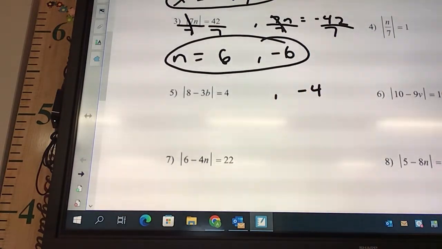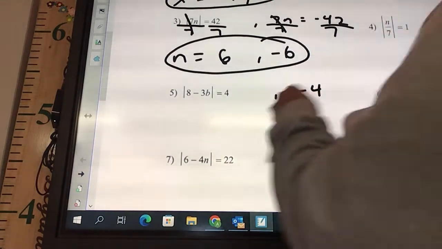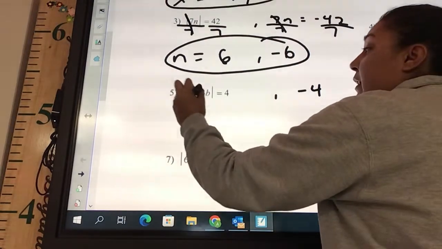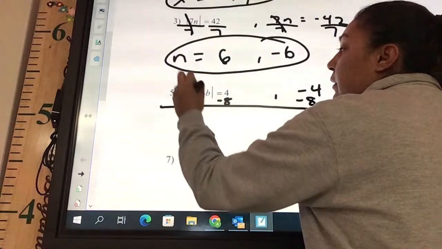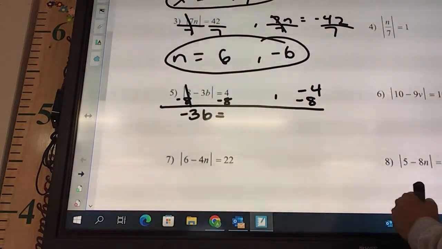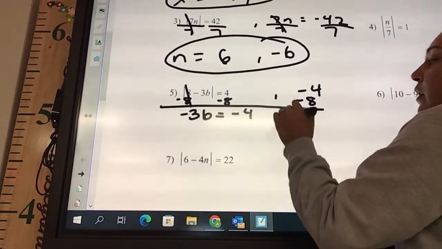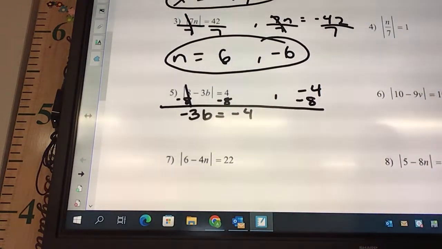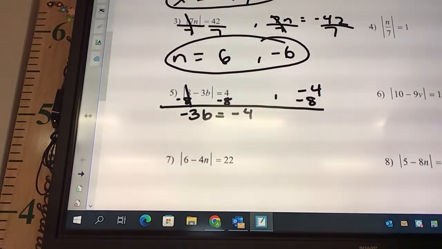Okay, what's going to get moved first? The minus 8. Why the 8 first? Yeah, we move the no letter first. So we're going to say minus 8 on every piece. So you get negative 3b equals 4 minus 8. 4 minus 8 is negative 4. Negative 4 minus 8. You just corrected it. Negative 12.